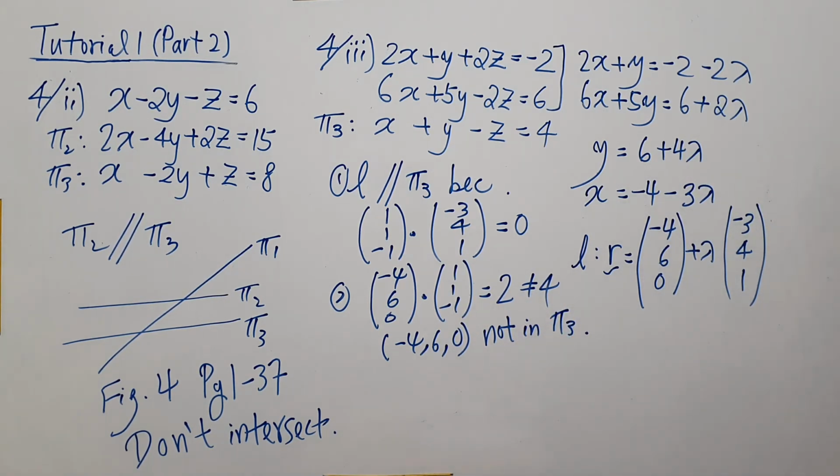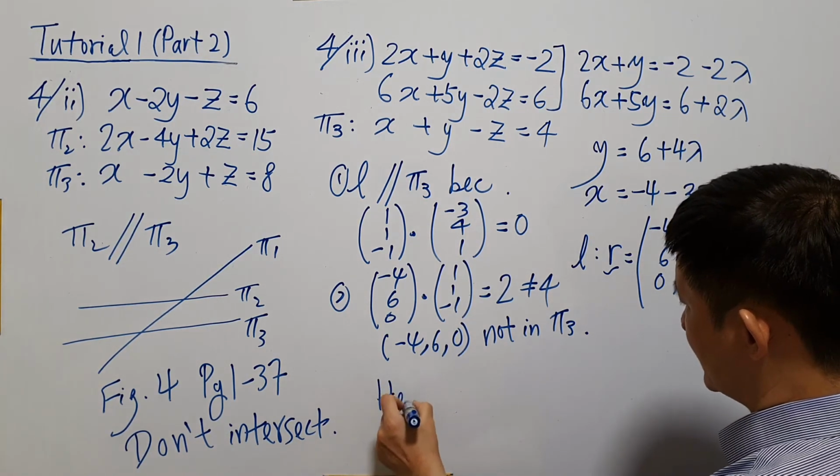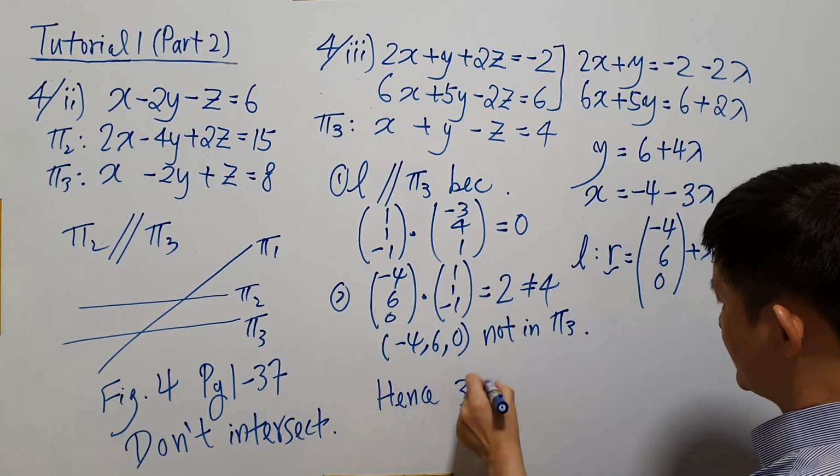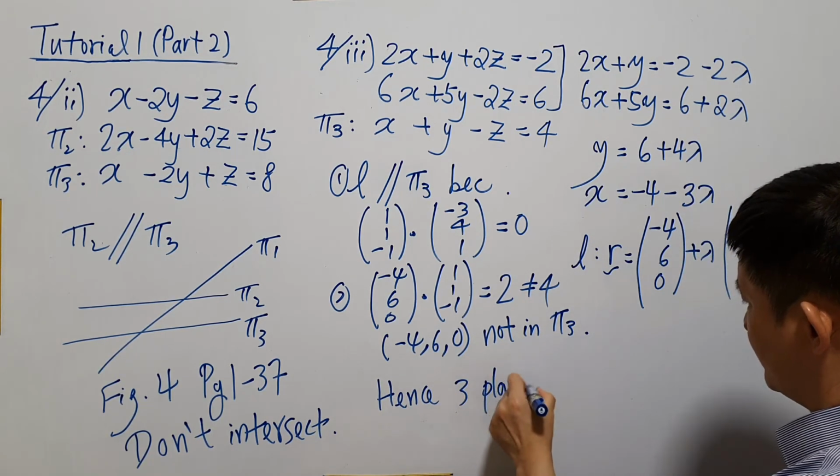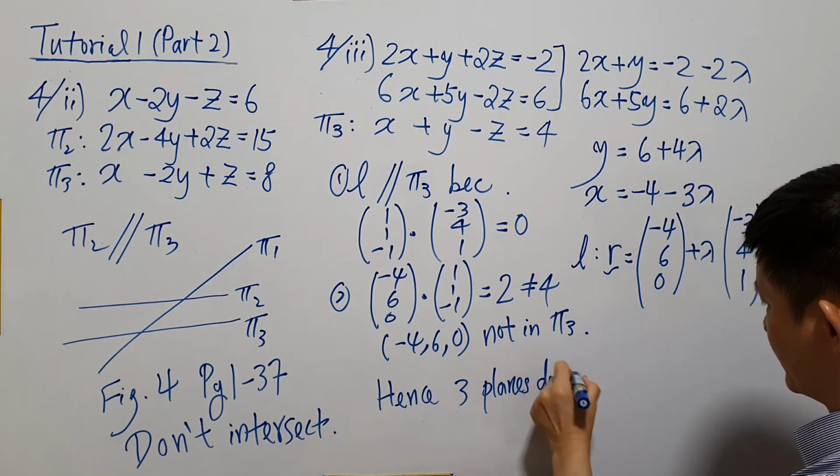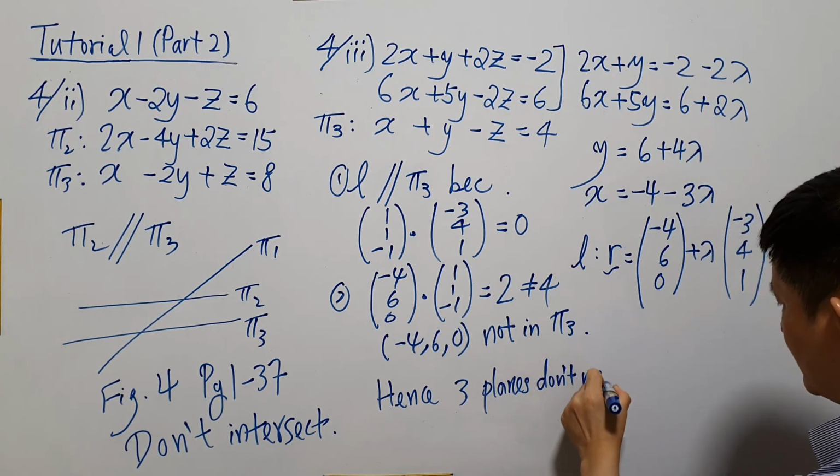If that's the case, it means the intersecting line of the first two planes does not meet the third plane. So hence the three planes don't meet. Right?